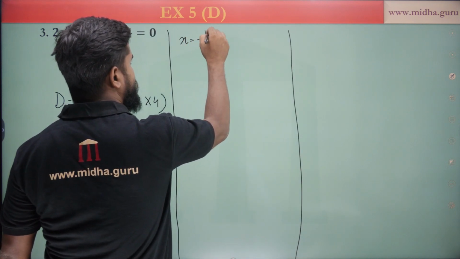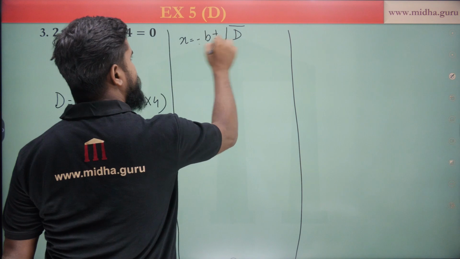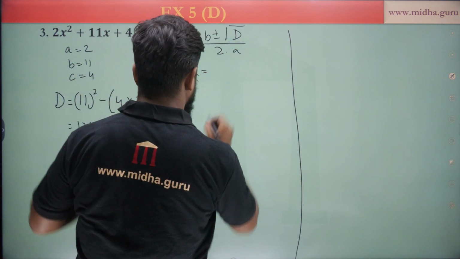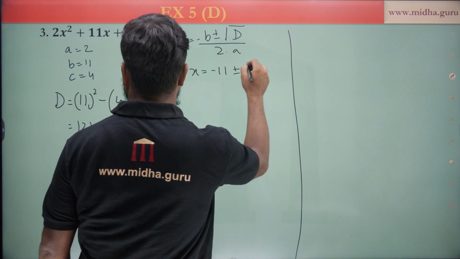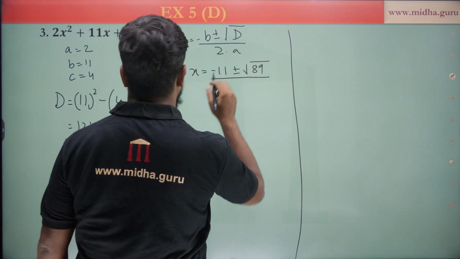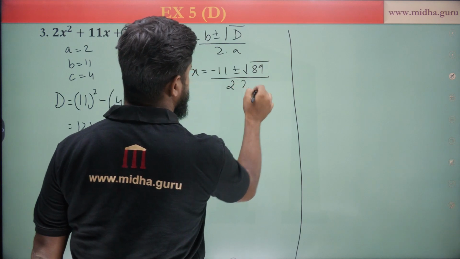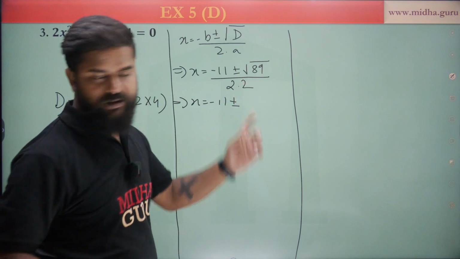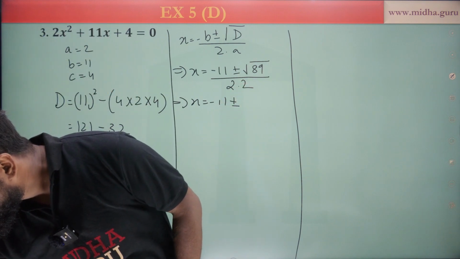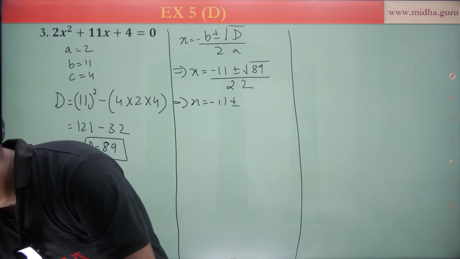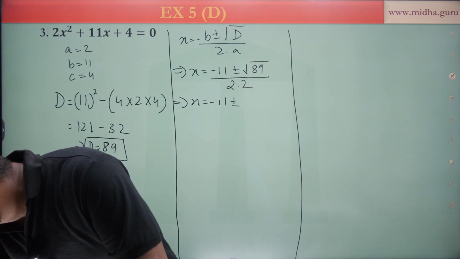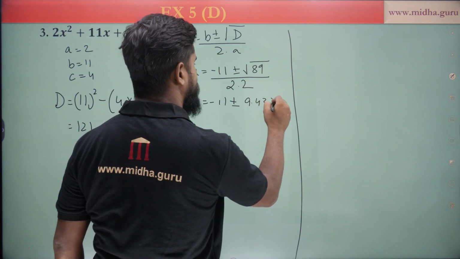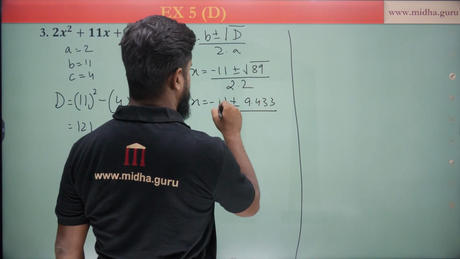Now x is equal to minus b plus or minus the root of the discriminant by twice of a. So now minus b is minus 11, the root of 89, by twice of a, since it is 2, so 2 into 2. So x is equal to minus 11 plus or minus the root of 89. In the table, root 89 is equal to 9.433, divided by 4.